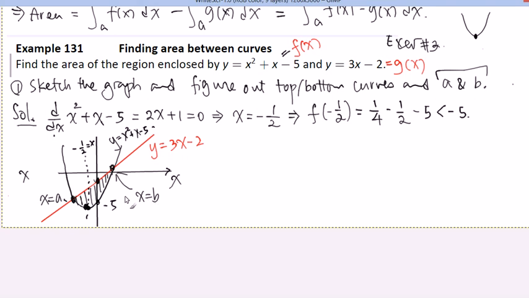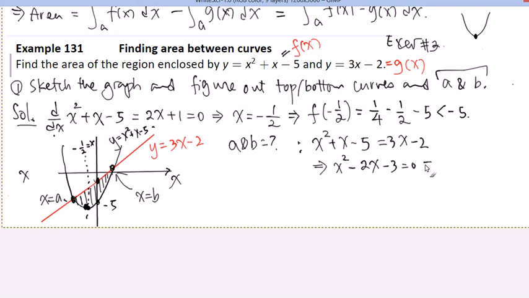So how do you calculate A and B? They cross at this intersection point. You set these two graphs equal to each other, right? So what are the graphs? X squared plus x minus 5 is equal to 3x minus 2, right? I'm doing this quickly. If you move everything to one side, it's x squared minus 2x minus 3 equal to 0. So this is (x minus 3)(x plus 1) equal to 0. So you see what A and B are? A is negative 1, right? And B is positive 3.